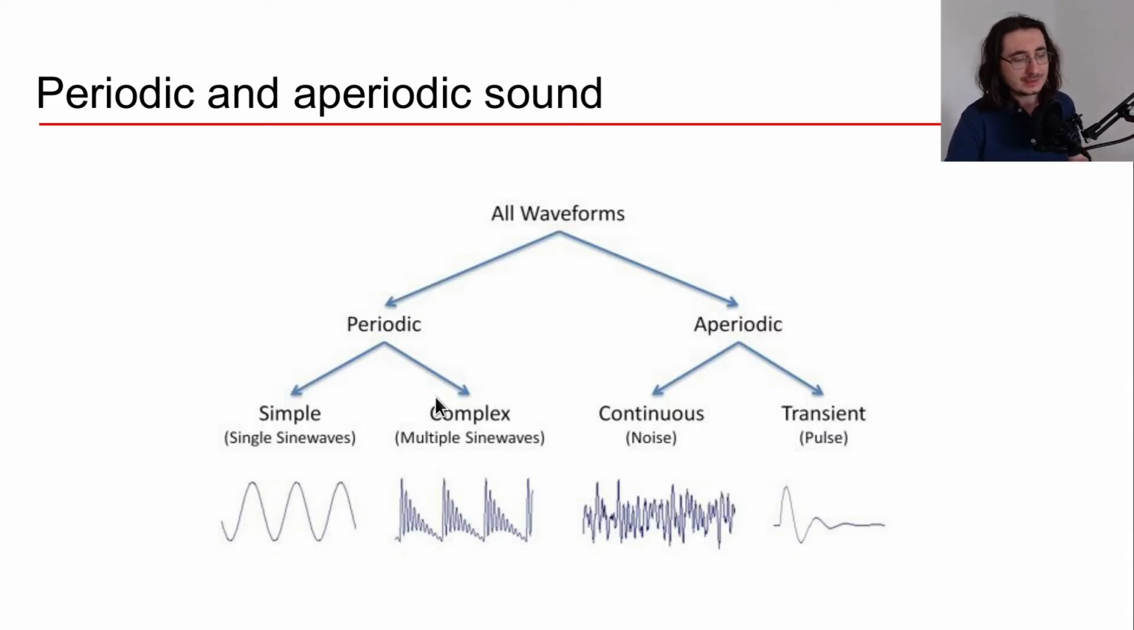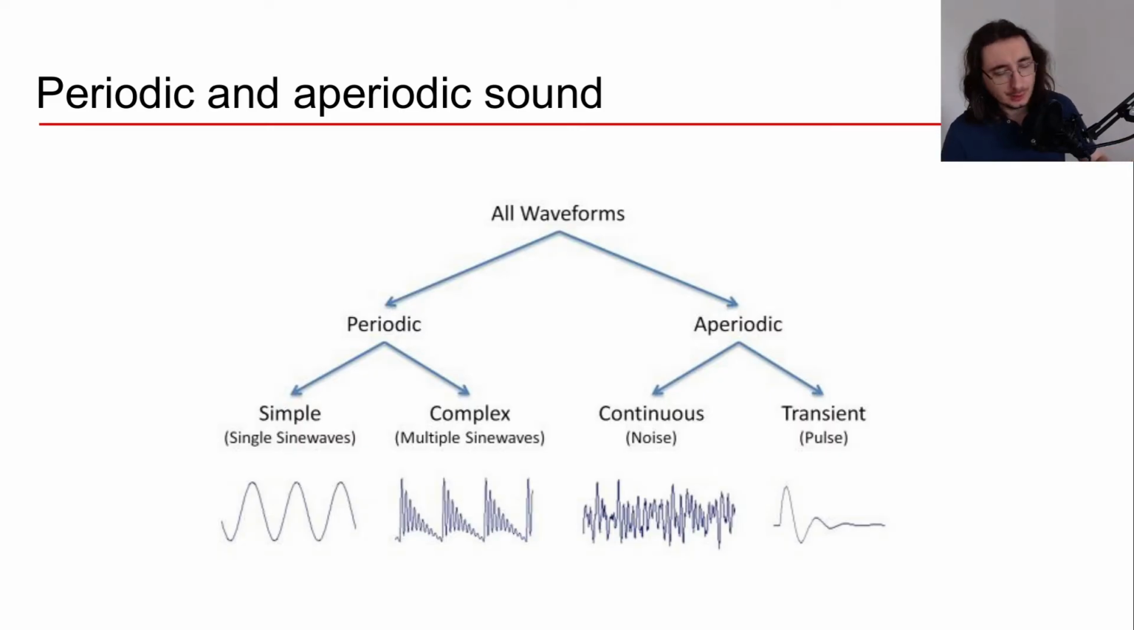Now, a more complex type of sound, for example the sound of an orchestra playing, is the so-called complex sound that, as we'll see in a few videos, is the result of multiple sine waves that get combined and superimposed together. Now, this is the type of periodic sound.